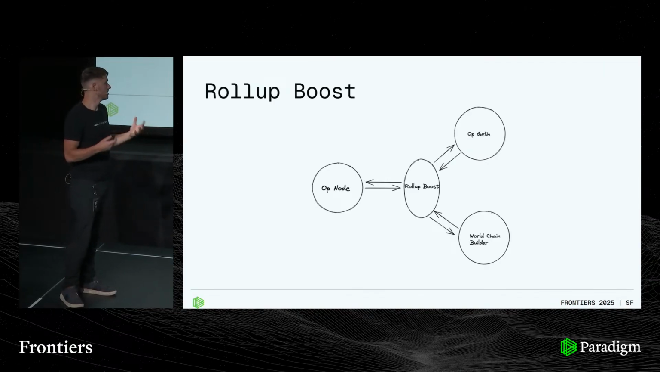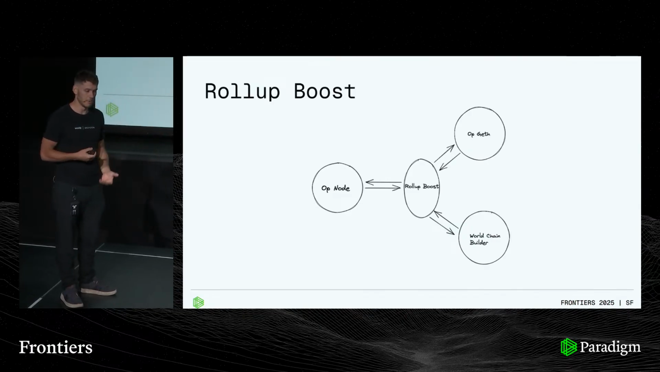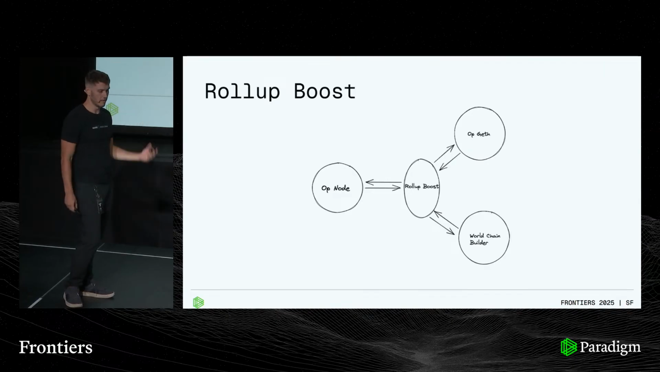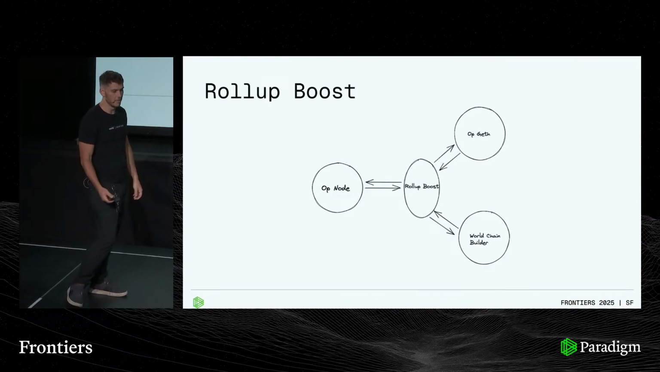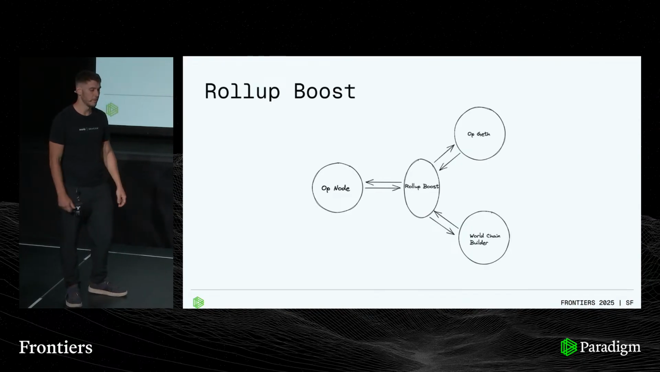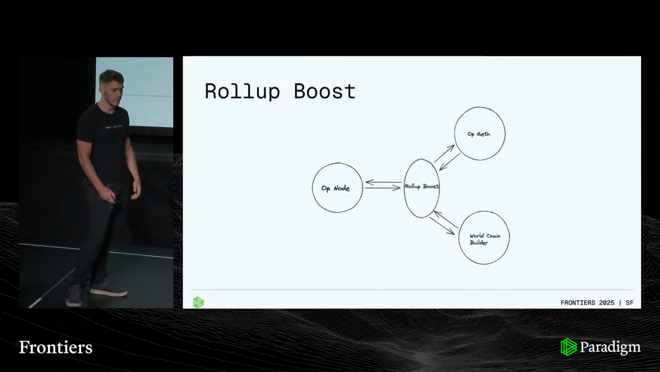So this is a redundant system. If it fails validation or times out or otherwise, we'll always have OP-geth as the canonical block builder to fall back on. But in the happy path, every payload from the builder is used.